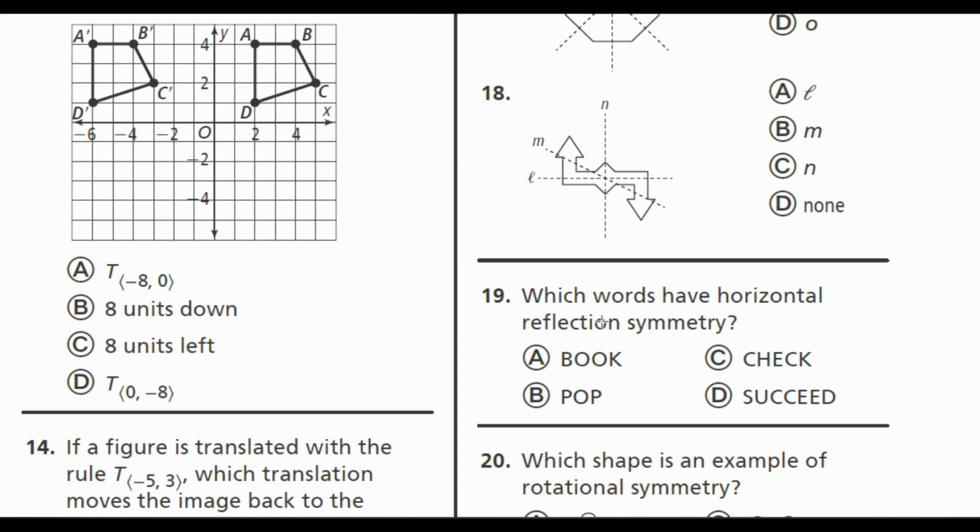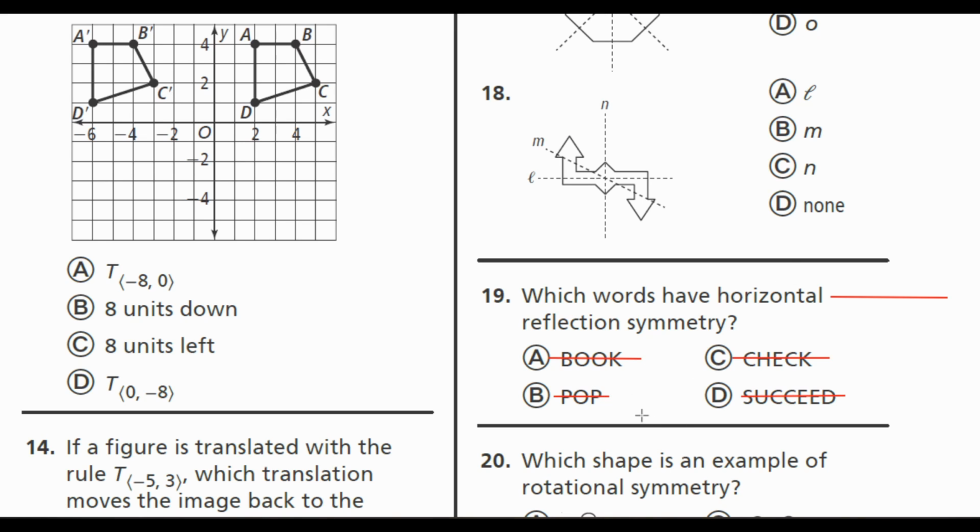Now, which words have horizontal reflection symmetry? Horizontal means flat or zero slope. So which of these words can I draw this line through and get symmetry? So it could be this way, this way, this way, and this way. So let's start with option B, which is pop.